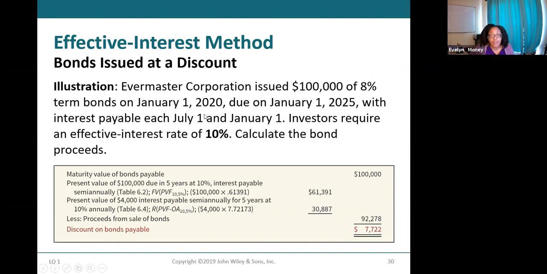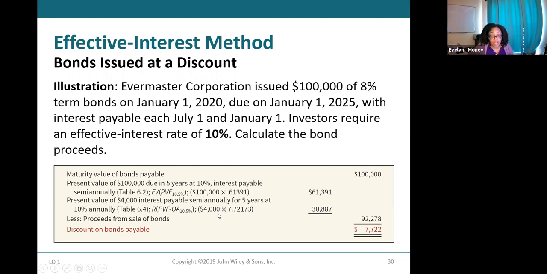So this is a 5-year bond. We multiply it times 2. So that means we're dealing with 10 periods at an interest rate of 5%. Not 5 periods at an interest rate of 10%, because interest is paid 2 times a year. So you have to take that into consideration. Now, we also find the present value of an annuity, and that is for the present value of our interest payment. So we first calculate our interest payments by taking the 100,000 times 8% times a half.